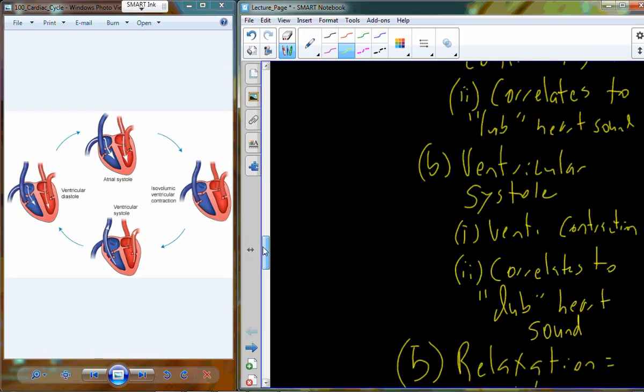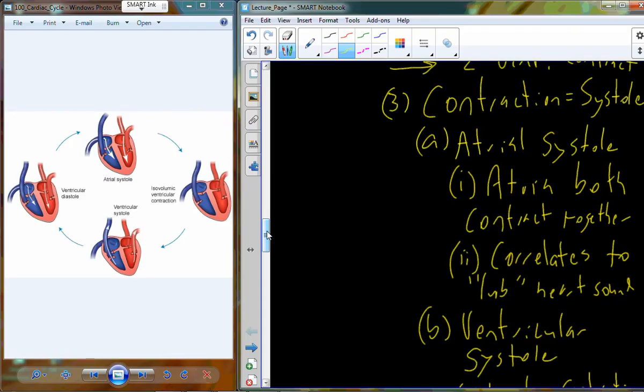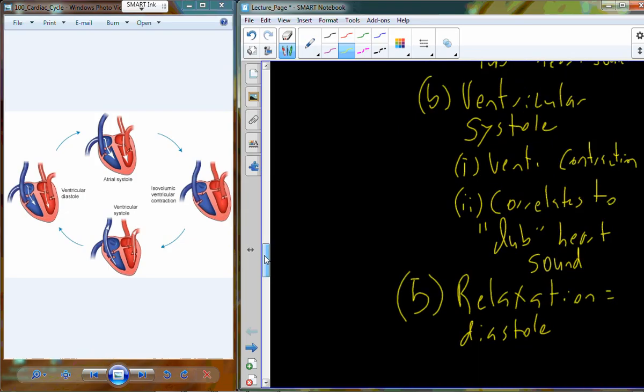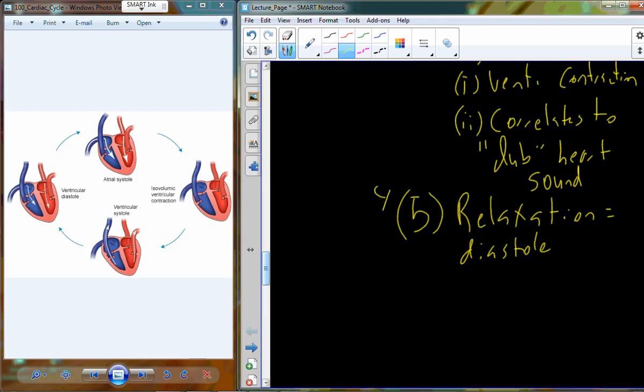Did I miss a four? I thought four was... I was supposed to have a four right here. I was supposed to say two types of systole. So call it a four, call it a five.